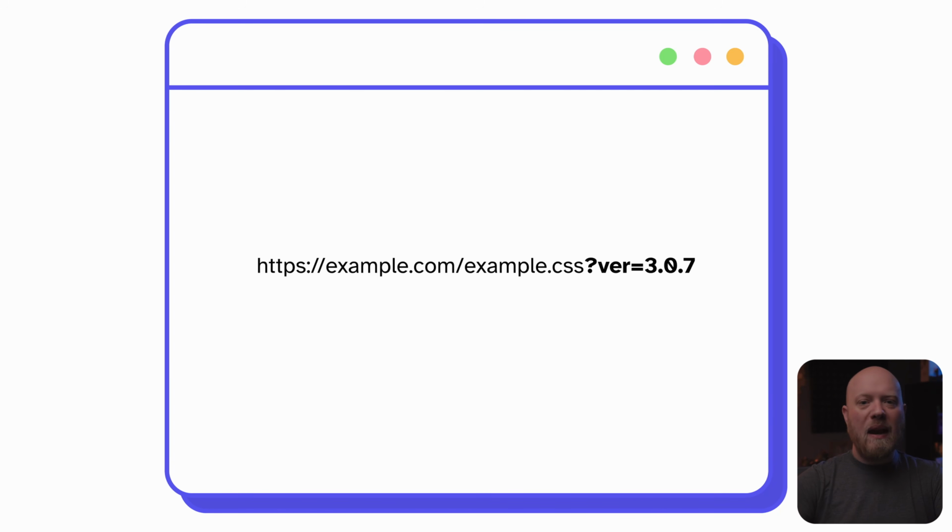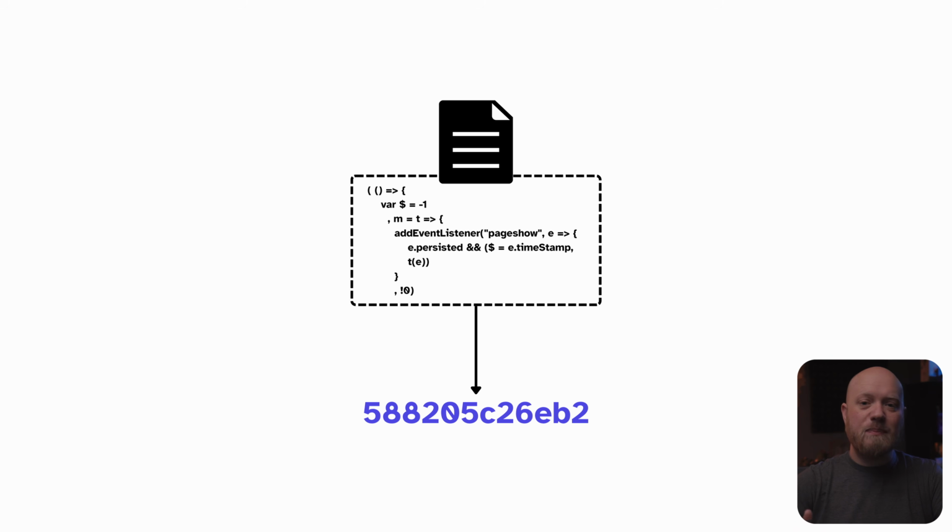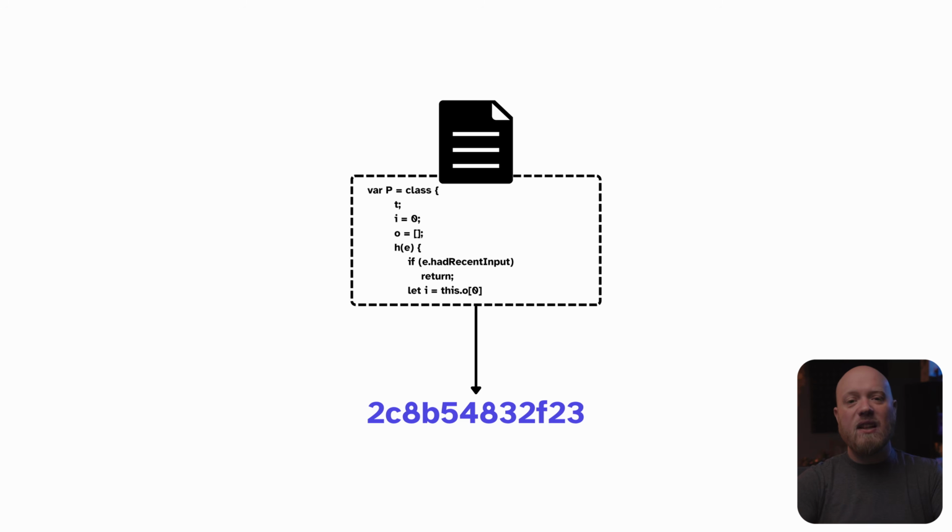Instead of a query parameter being appended to the asset URL with the plugin or theme's version, a hash is generated from the file itself and then used in the URL instead. A hash is basically a short string that acts as a unique fingerprint generated from the file's contents. This hash will always be the same if the file is the same, but if anything in the file changes, the hash changes as well.